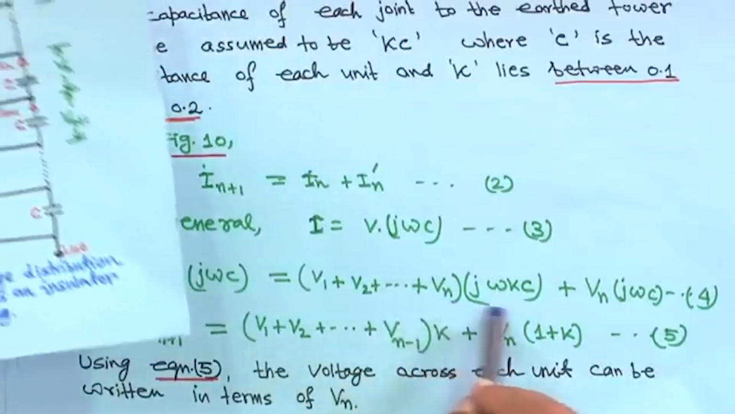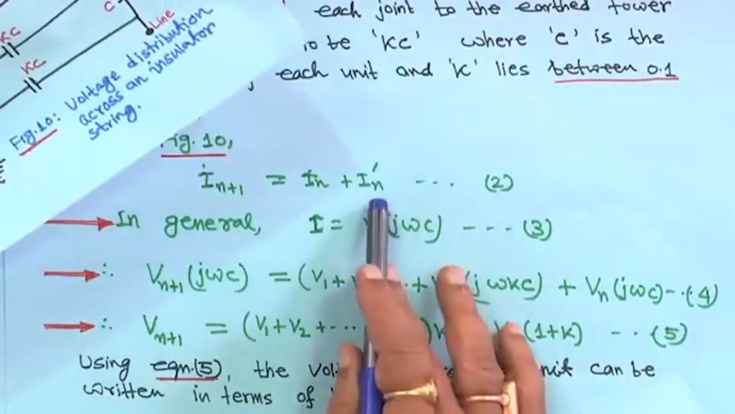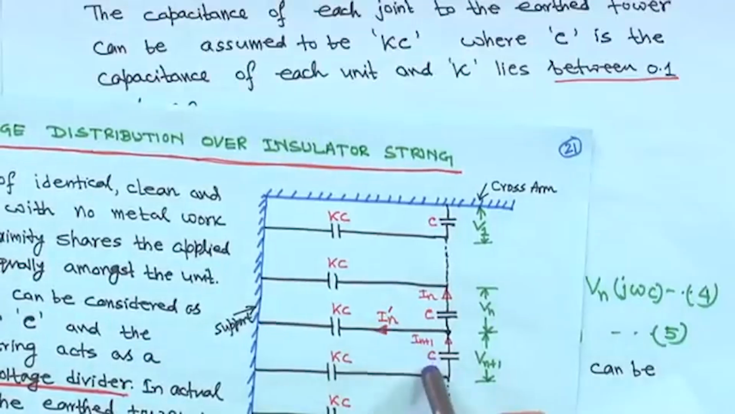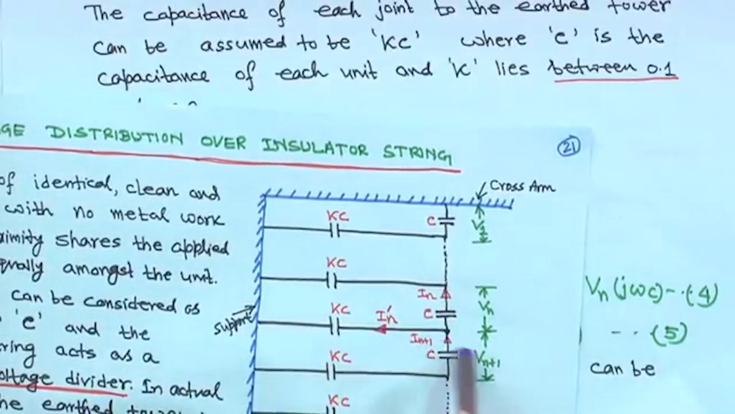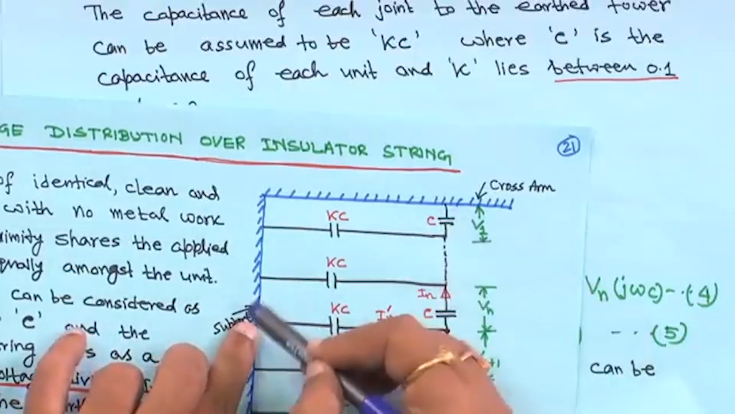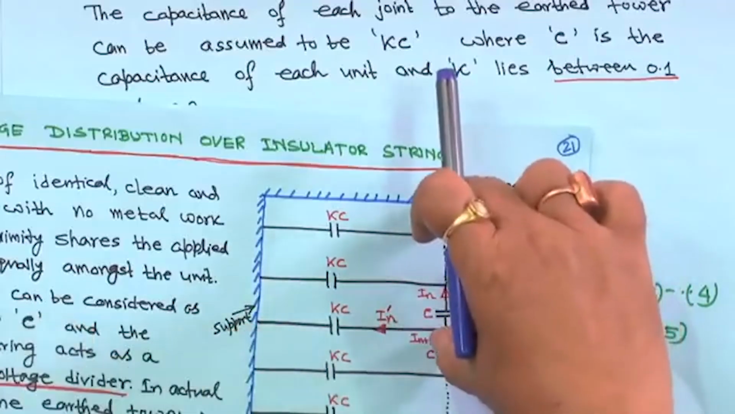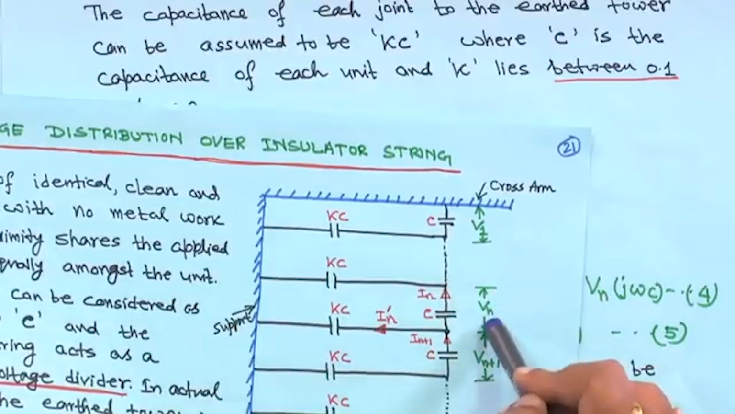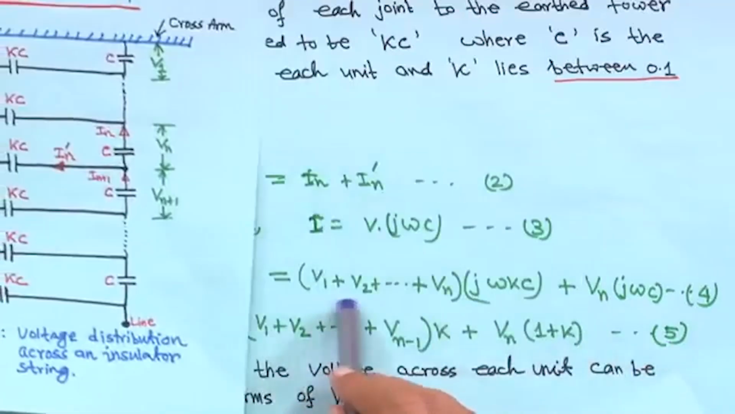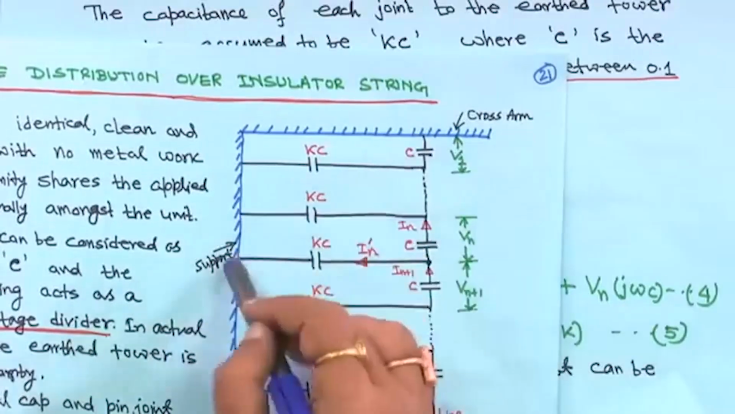I am writing V1 plus V2 plus Vn into j omega kC, because that is the I n dash, the nth one. If you take this one and this one as a common terminal, the voltage impressed across this will be V1 plus V2 up to Vn. That is why we are writing (V1 plus V2 plus up to Vn) into j omega kC, because basically it is a support and tower.